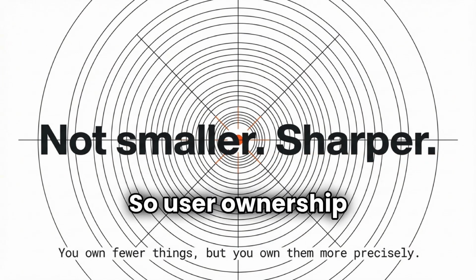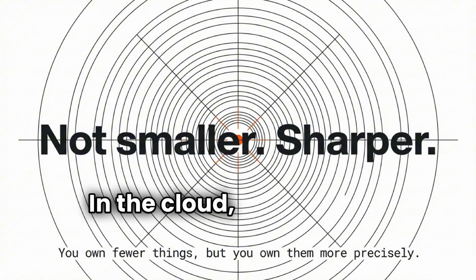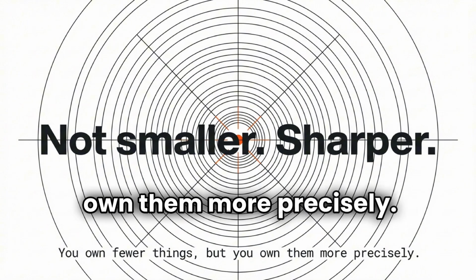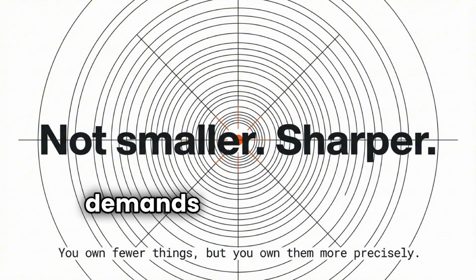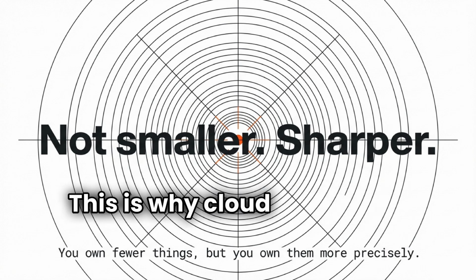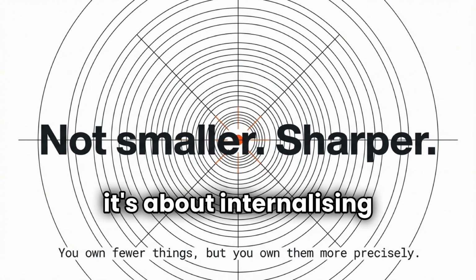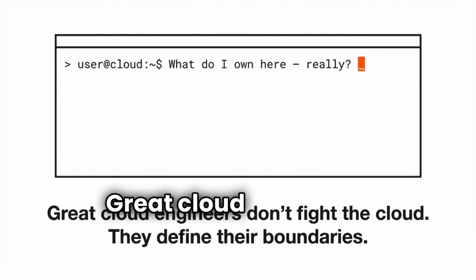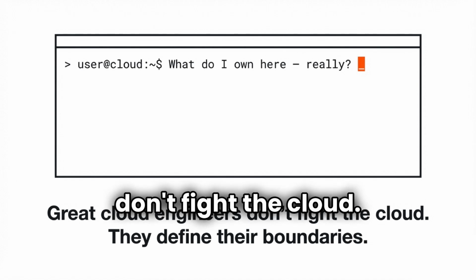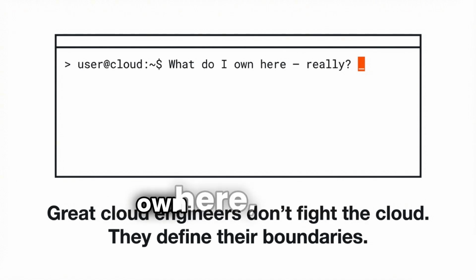So user ownership is not smaller in the cloud, it is sharper. You own fewer things, but you own them more precisely. And precision demands understanding. This is why cloud maturity is not about memorizing services. It's about internalizing ownership boundaries. Great cloud engineers don't fight the cloud. They ask, what do I own here, really? And then they design accordingly.